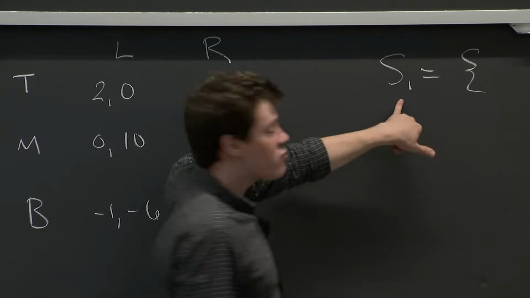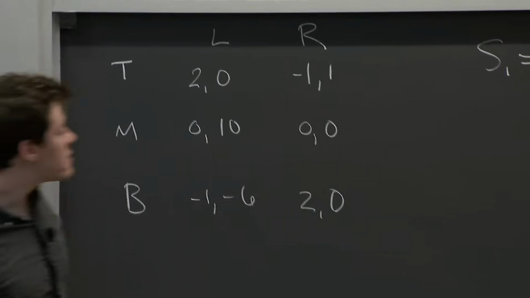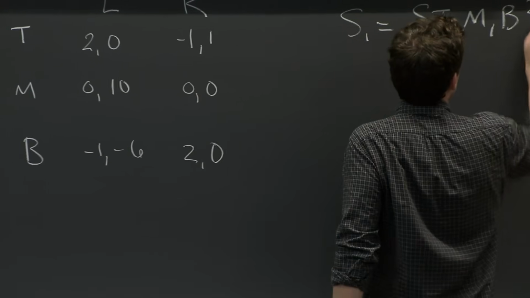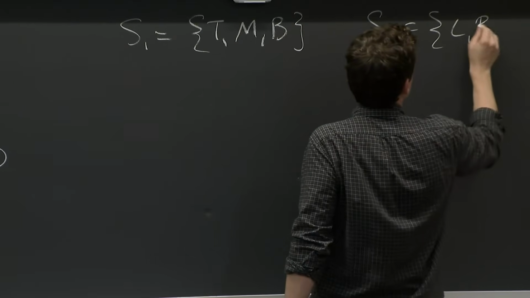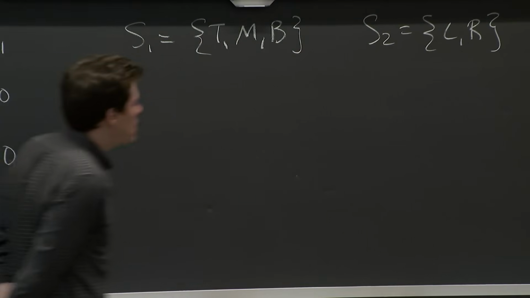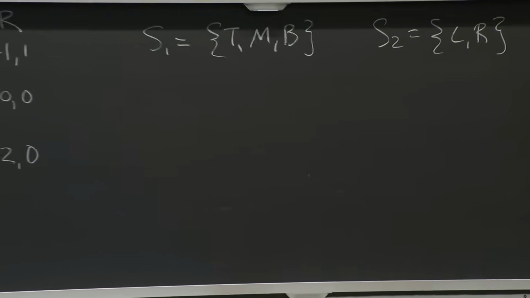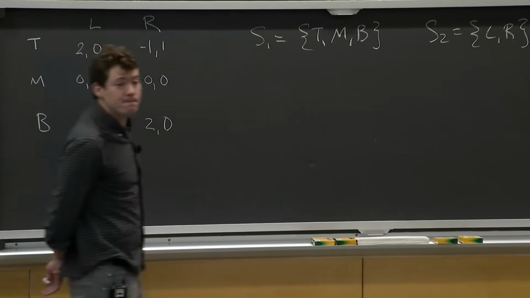S1, the set of strategies for player 1, are just the rows of this bimatrix. So we have top, middle, and bottom. And S2 for player 2 is just left and right. OK, so let's try to start going through this procedure of rationality. So let's first think about, well, if player 1 is rational, what strategies might they play?